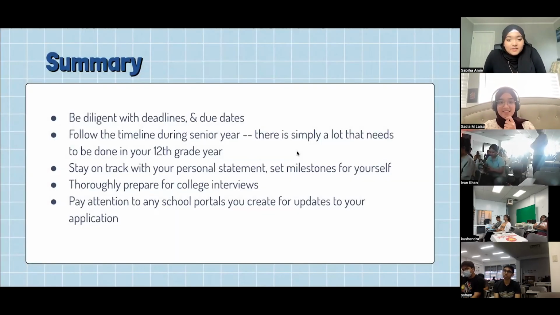Okay. Summary. Be diligent with deadlines. Follow the timeline during your senior year, and then stay on track with your personal statement. Set milestones for yourself. It doesn't matter when you're starting. And then prepare for college interviews and pay attention to any of the school portals that you're creating for any updates.